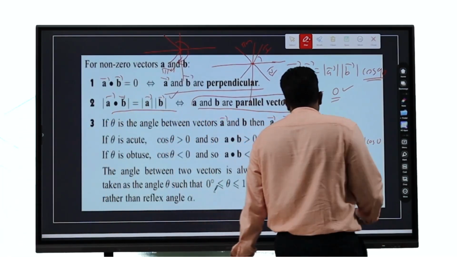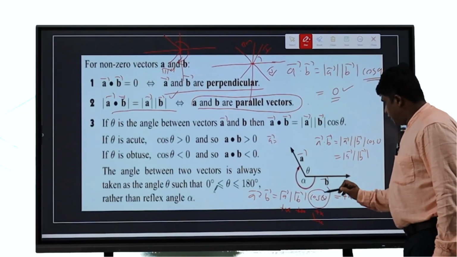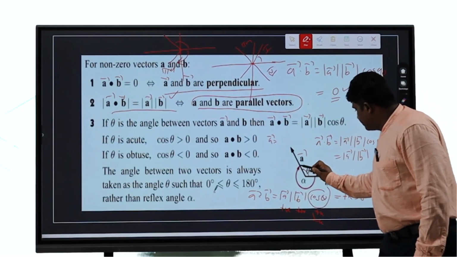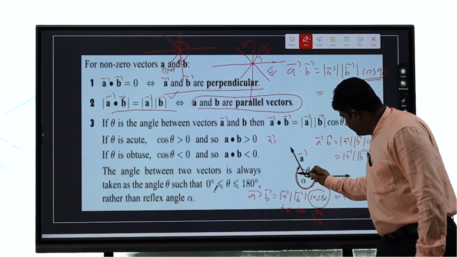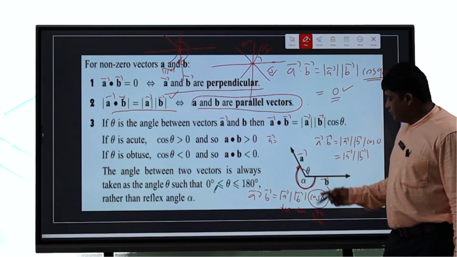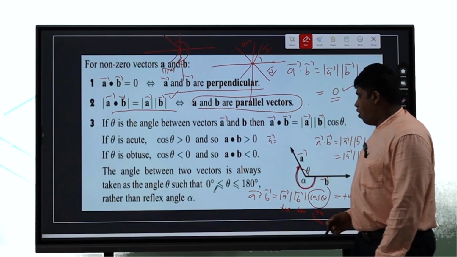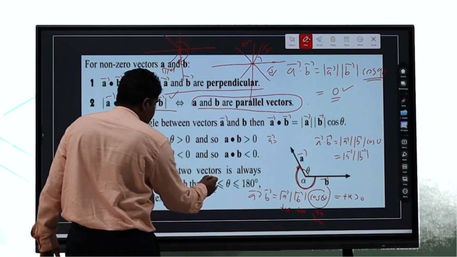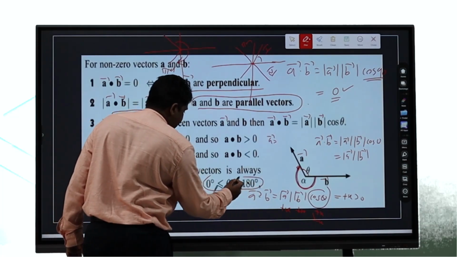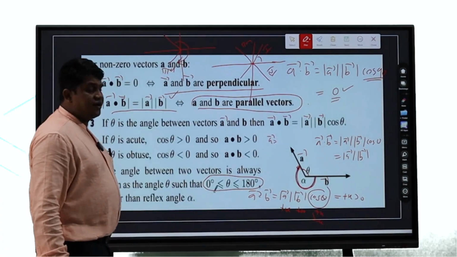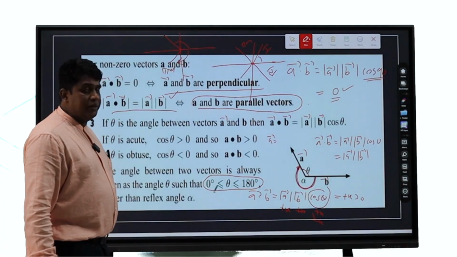This is vector A and this is vector B. This is the angle theta between A and B. Another angle is here, alpha, which is said to be the reflex angle. We take only the angle between 0 and 180 degrees when we consider the angle between A and B.